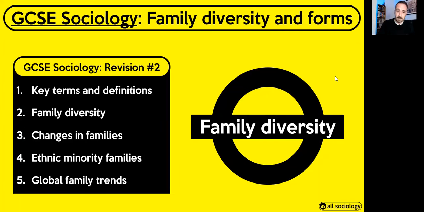I talked to you a little bit about some variations in ethnic minority families between Asian families and Black families. And then we finally finished off there by considering some of the global family trends by looking at things like polygamy, the one-child policy, and other things around the world that might be slightly different to how things work with the family in the UK. So that's it. That's the second video done.